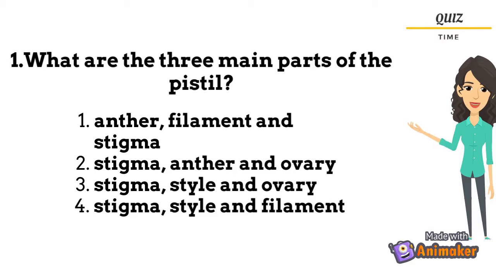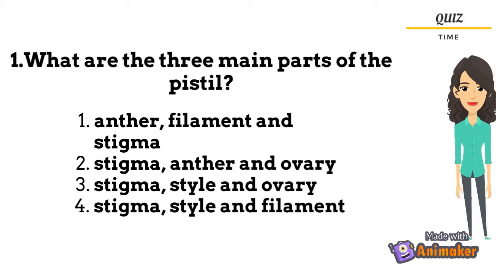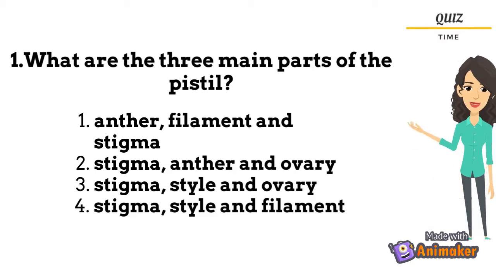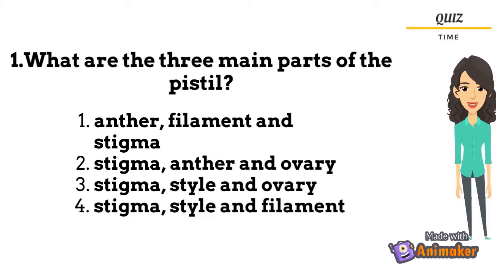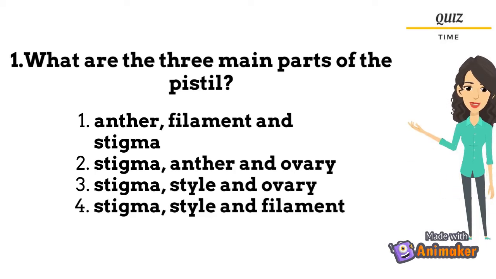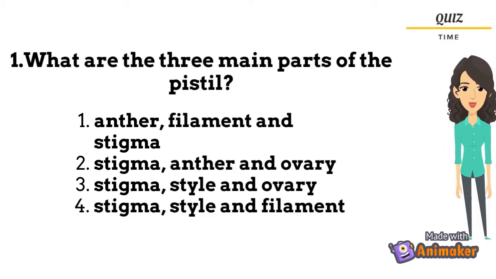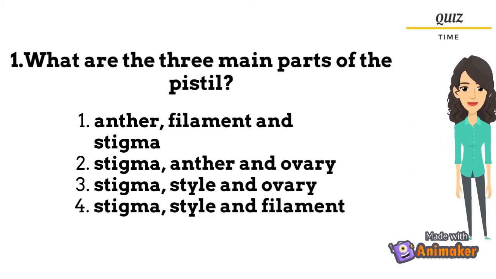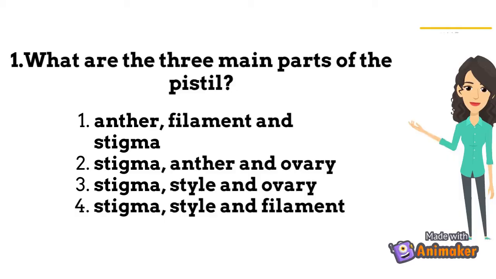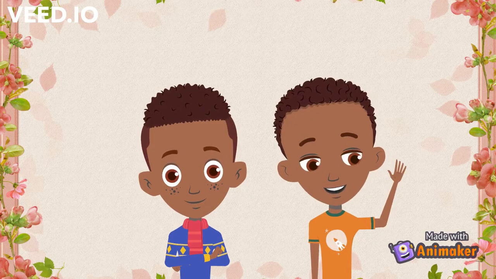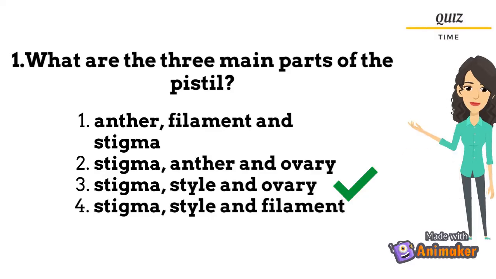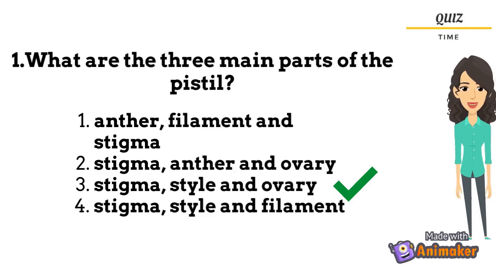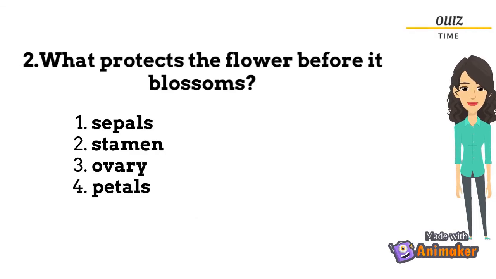What are the three main parts of the pistil? The options are anther, filament and stigma. Stigma, anther and ovary. Stigma, style and ovary. Stigma, style and filament. Stigma, style and ovary. You are right. Stigma, style and ovary are the three parts of the pistil.